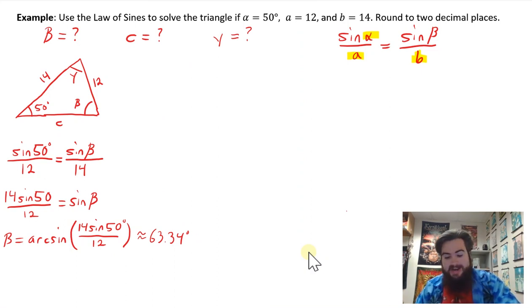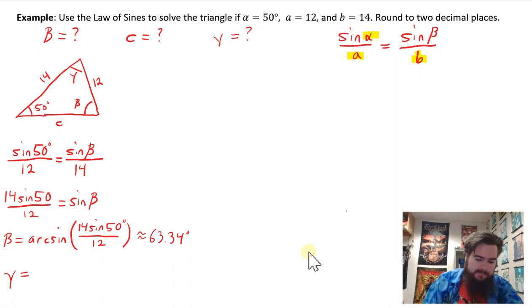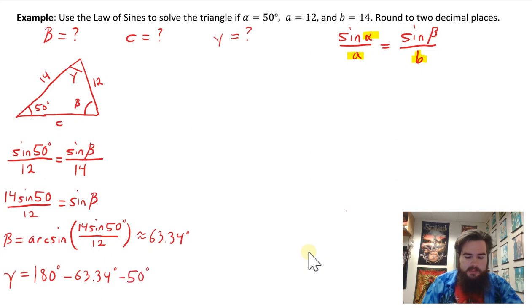Since I now have beta, I now should be able to solve for gamma, and I can do that without the law of sines because I now know 2 angle measures in this triangle. I know alpha and I know beta. So, since the entire 2-dimensional triangle should have 180 degrees, I can subtract those 2 values of 63.34 and 50 degrees.